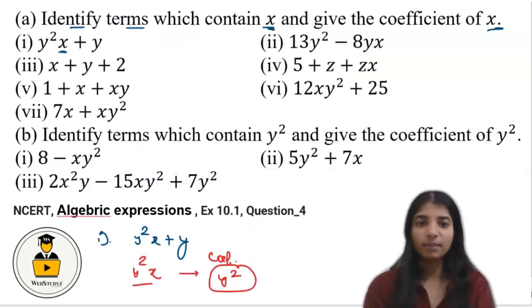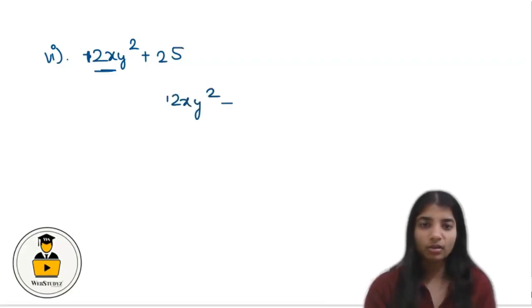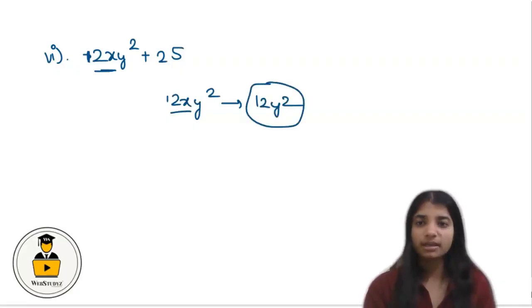Now let's discuss part 6. Part 6 is 12 x y raised to the power 2 plus 25 y. So this is 12 x y raised to the power 2 plus 25. The term containing x is 12 x y raised to the power 2, and the coefficient for that term is 12 y raised to the power 2. So this is the answer to part 6.